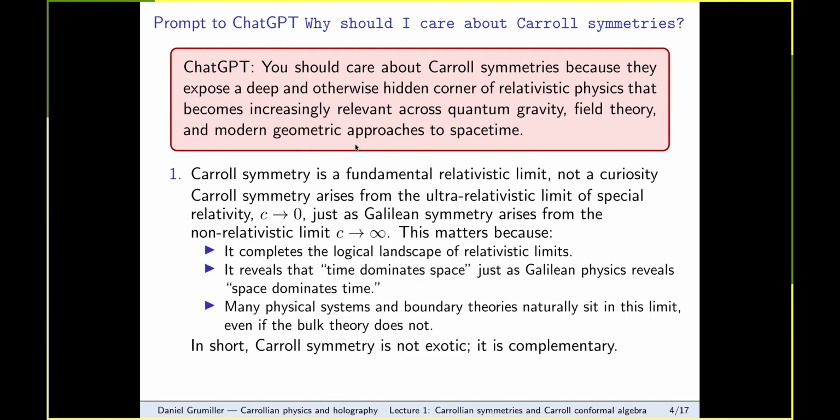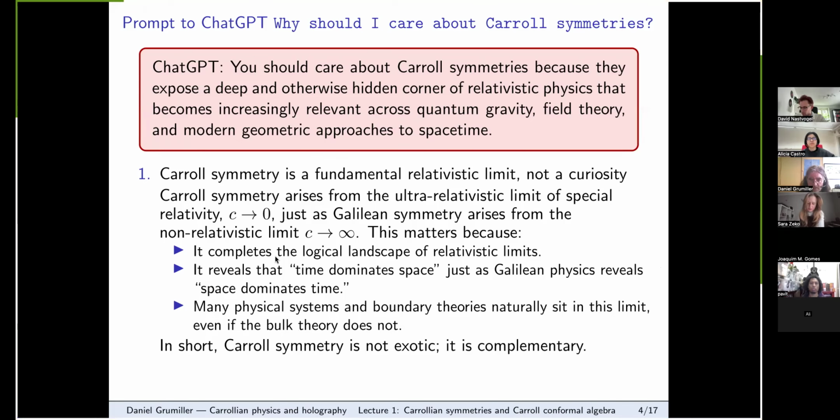So the first statement it makes is: Carroll symmetry is a fundamental relativistic limit, not a curiosity. Carroll symmetry arises from the ultra-relativistic limit of special relativity, speed of light c to 0, just as Galilean symmetry arises from the non-relativistic limit c to infinity. That's all correct. This matters because it completes the logical landscape of relativistic limits. That's also correct. It reveals that time dominates space, just as Galilean physics reveals space dominates time. That's a bit weird, but it's not wrong.